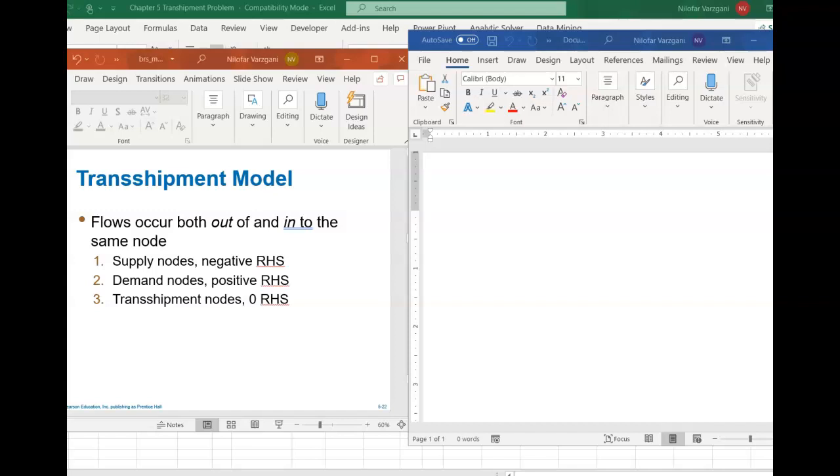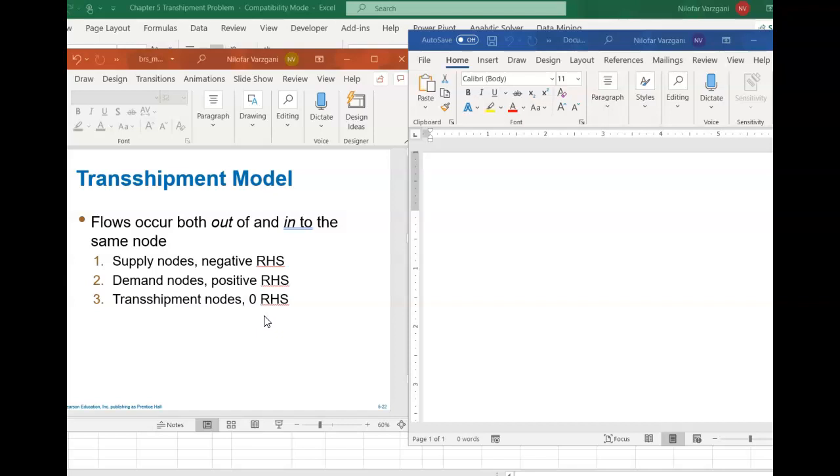One of the main differences between a transshipment model and a transportation model is that in a transportation model, we establish the fact that the supply nodes are going to have negative right-hand side values. That's because by definition, the supply nodes are going to always have product taken away from them and shipped to the demand nodes. So their net flow value will always be negative, whereas demand nodes are consumption nodes, so their net flow value will always be positive, a positive right-hand side. However, for transshipment nodes, since they are temporary nodes in between which store the product temporarily, their right-hand side value has to be set to 0.